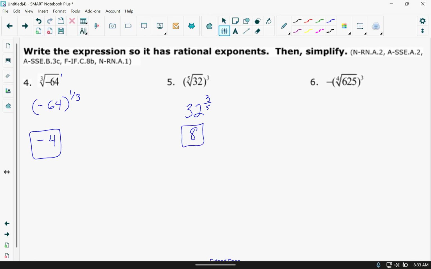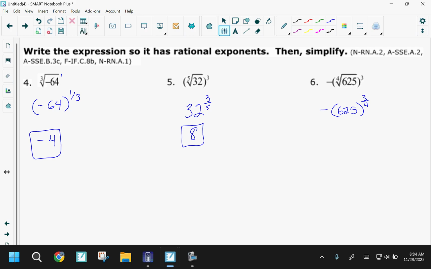Okay, the next one says negative on the outside of parentheses, 4th root of 625 to the 3rd power. Now, you are allowed to have negatives, just not on exponents, so we don't have to put this down to the bottom. So what I am going to do, though, is put negative outside of a parentheses with 625 on the inside. And then I'm going to put a fraction for the exponent with 4 at the bottom and then 3 at the top. Then I'm just going to type that into the calculator.